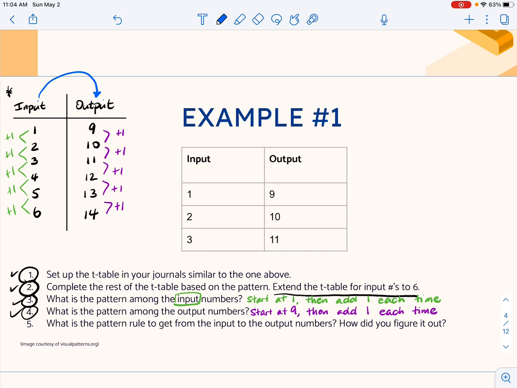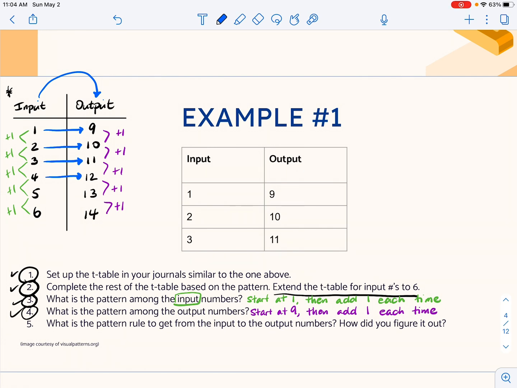So all you have to do is, well, what are you doing to get from 1 to 9? What are you doing to get from 2 to 10? What are you doing to get from 3 to 11? Is there a common difference? So pause the recording right now, or maybe you know already. Is there a common difference between 1 and 9, 2 and 10, 3 and 11, and 4 and 12?